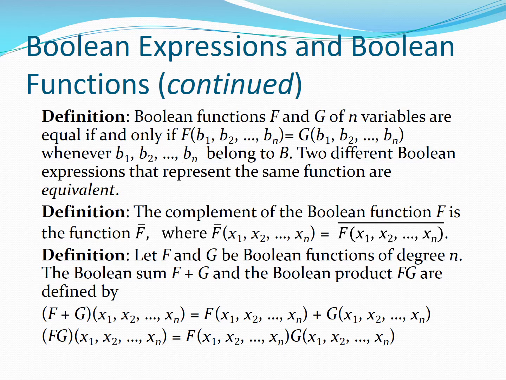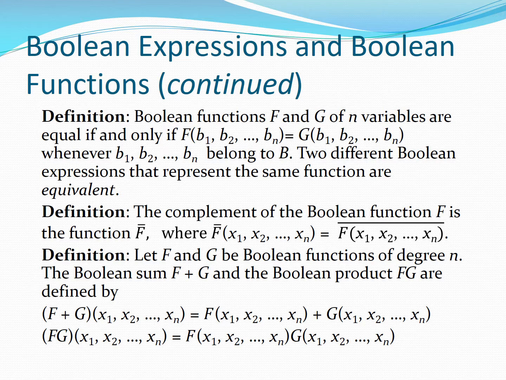Now let's look at equality of 2 functions and some operations that can be performed on functions. Why do we say we can perform operations on functions? Because each function evaluates to either a 0 or a 1. Essentially, it's also a Boolean expression. When we are adding together 2 functions or multiplying 2 functions, what we are essentially doing is finding the sum or product of the 2 expressions represented by these 2 functions.